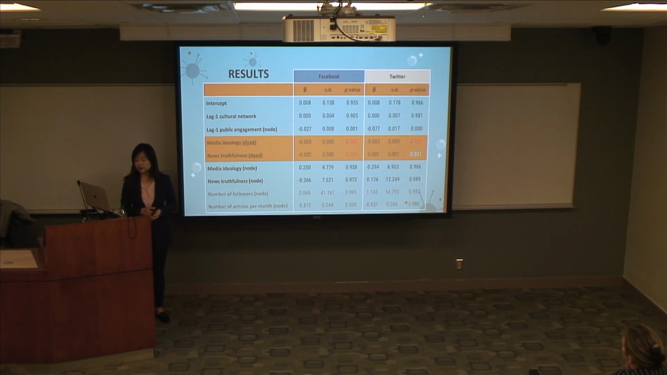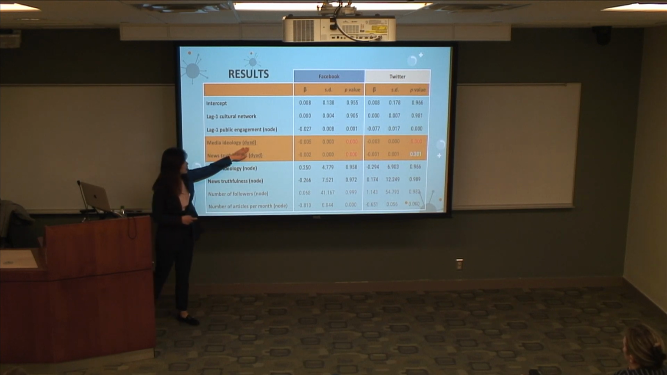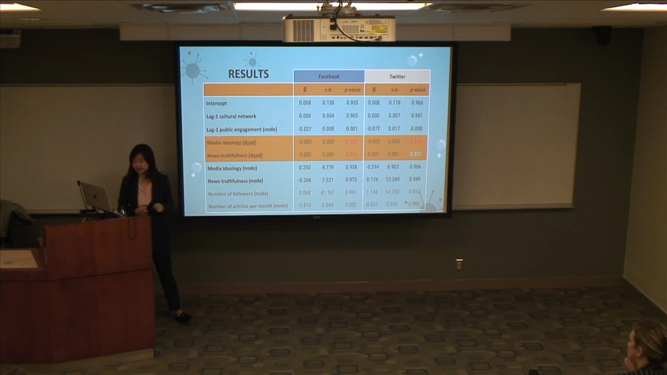So here are the results of the inferential analysis using the dynamic, additive, and multiplicative network model. Here the dependent variable is the semantic similarities between news media. The key independent variables are dyad level media ideology and news truthfulness, and node level media ideology and news truthfulness. The reason why we have similar independent variables here is because we have multi-level analysis, so dyad level and node level are separated.